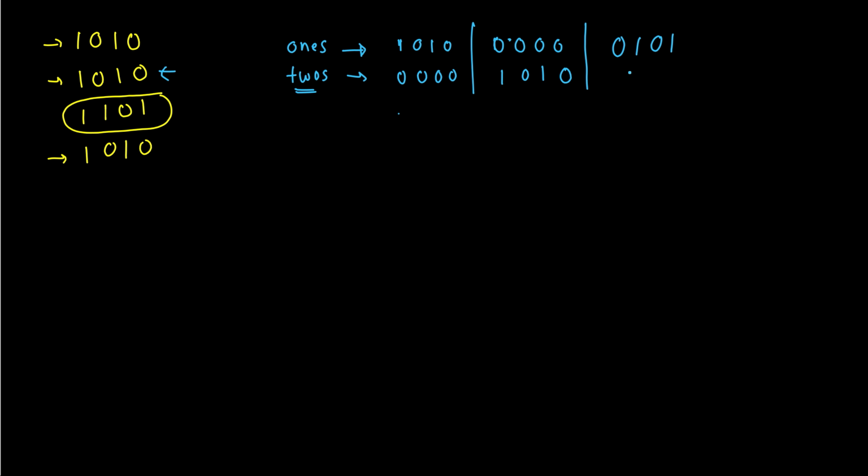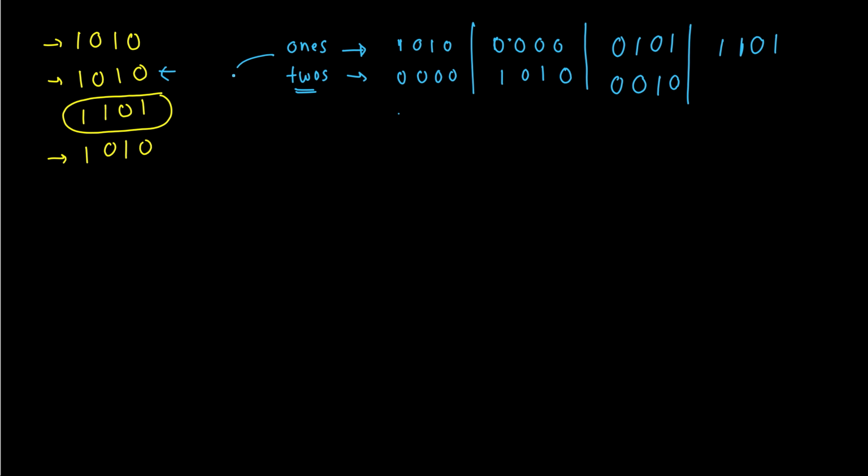And then what should be the value of twos? So this bit has occurred twice. This has occurred once, so it should be 0. Then the third bit has occurred once, so this would be 0. This has occurred thrice, so this should also be 0. And finally, ones should hold this 1, and this has occurred 3 times, so it should be 0. This has occurred once, so it should be 1, and this has occurred 4 times, so it should be 1.